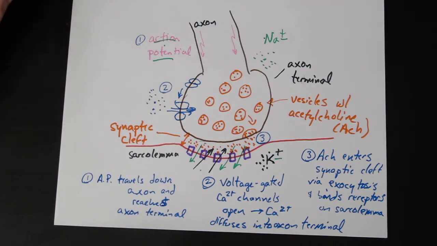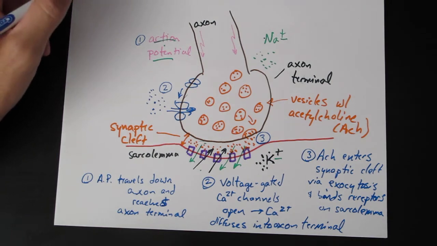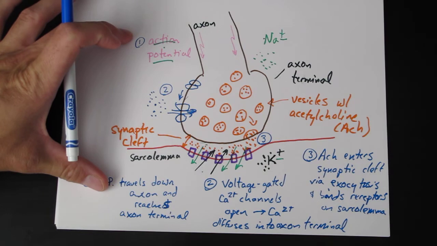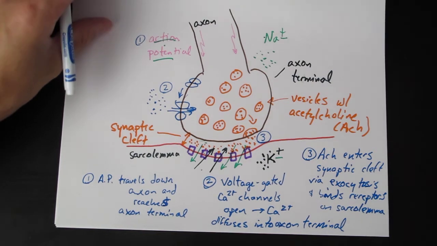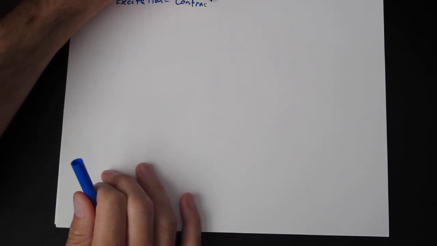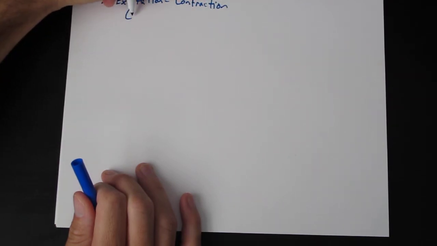All right? But at any rate, we have now depolarized the muscle cell, and we want to look at what happens next to get us to a muscle contraction. So these were the events at the neuromuscular junction. Now we want to look at the second concept, which is excitation, contraction, coupling. Let's go ahead and do that. So step number 2 is excitation, contraction, coupling.